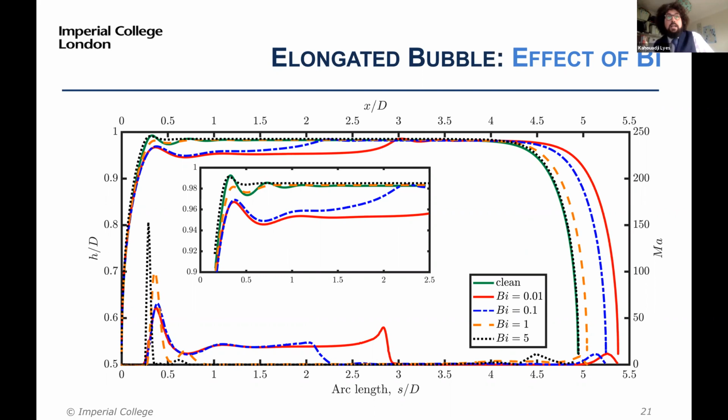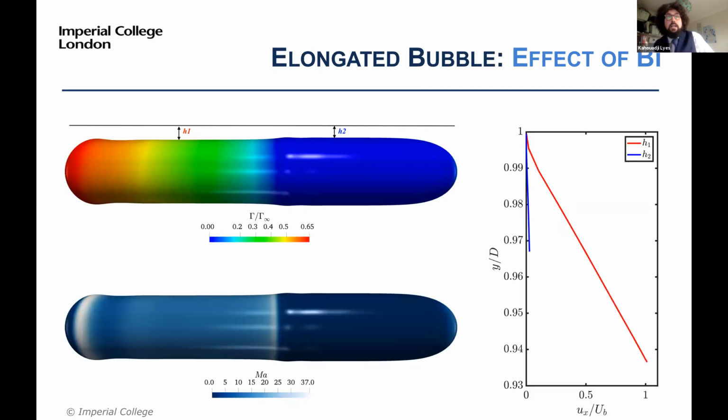As you can see, next slide, this is the shape of the elongated bubble when you vary the Biot number. At the top is the concentration at the interface, and at the bottom it's the local Marangoni stress that you obtain. And as you can see, it's spread all along. This is the wall, and you have a tiny gap, a really thin gap between the bubble and the wall.